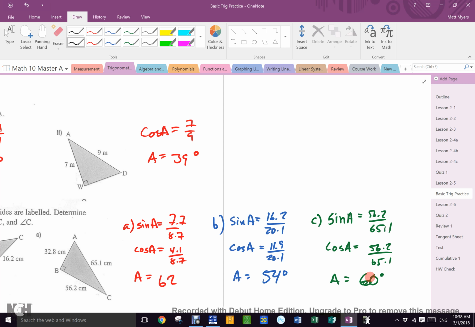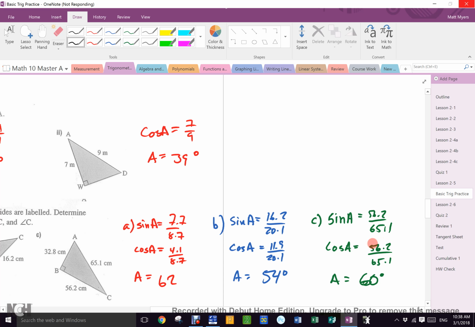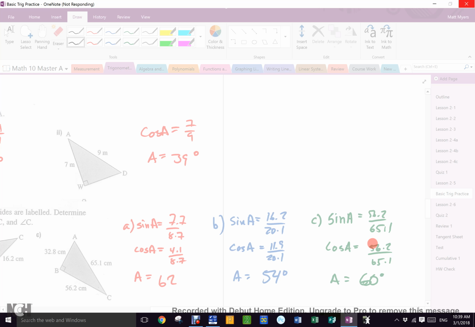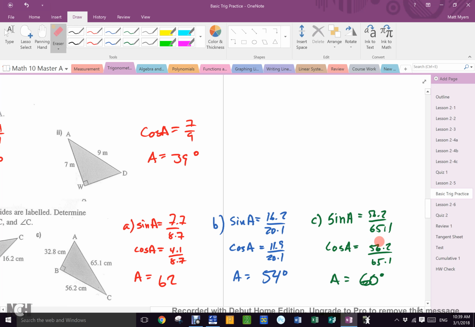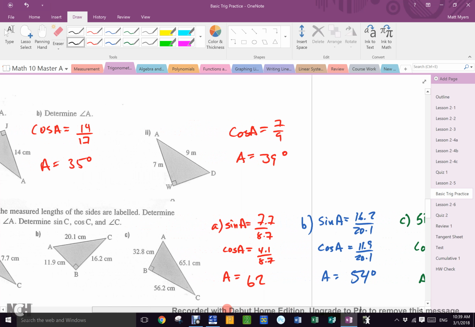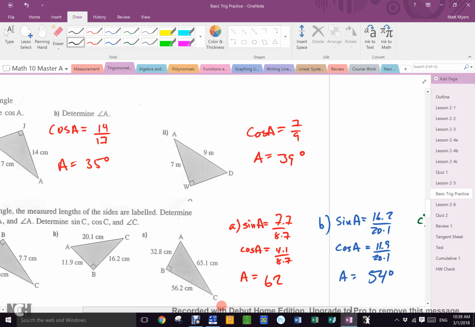Okay. One. What about C? Let's check it. The sine of A is opposite over hypotenuse. You put the sine A and cos A in the A angle, but I said cos A was the same thing as sine A. What a dunderhead. Cos A is 32.8 over 65. The question also asked us to do C as well as A for everything. So you're supposed to do sine A, cos A, and angle A, as well as sine C, cos C, and angle C.